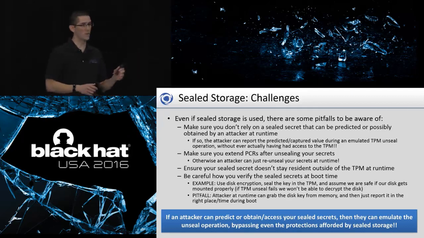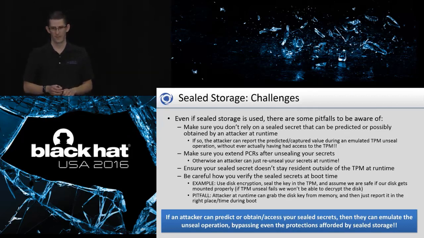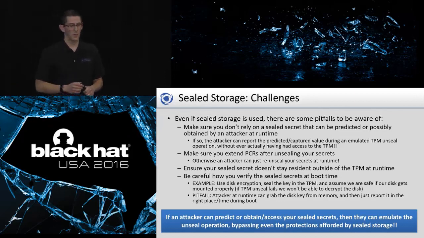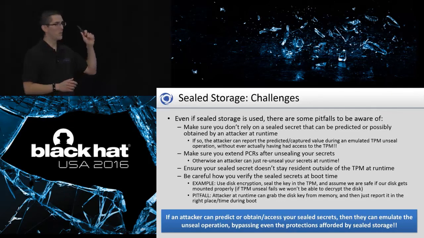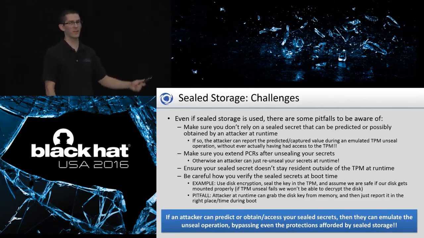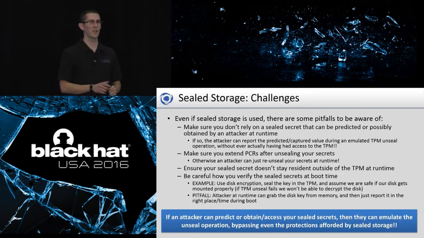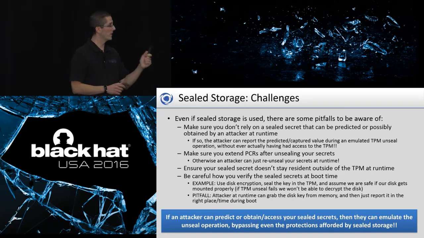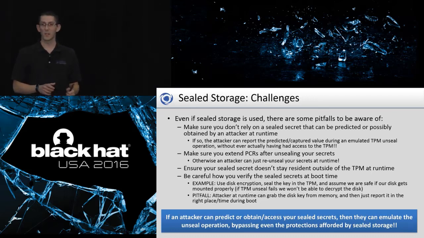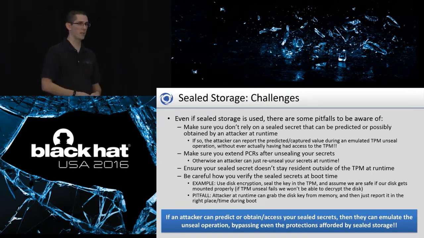And this is a common pitfall I've seen as well, where you do everything else right, and you pick a value that they're not going to guess, and you don't store it in memory, but you didn't do an extra extend on the PCRs after you extracted the value. So the attacker can just go right back to the TPM and read it out. So make sure after you read the value out, you do another extend on one of those PCRs, which is like spinning the dial on the lock of your combination lock.